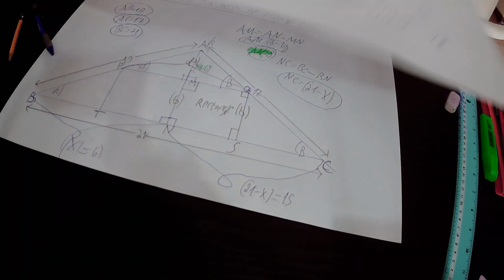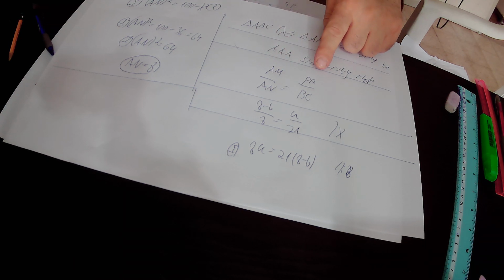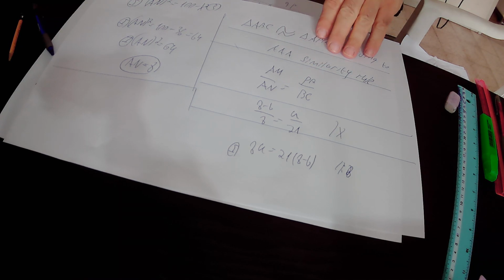Again, because the big triangle ABC is similar to the small triangle APQ, the ratio between the heights of those two similar triangles must be equal to the ratio between the sides. The ratio between the heights is AM over AN, and the ratio between the sides is PQ over BC. So in conclusion, we found out that AM over AN equals PQ over BC.